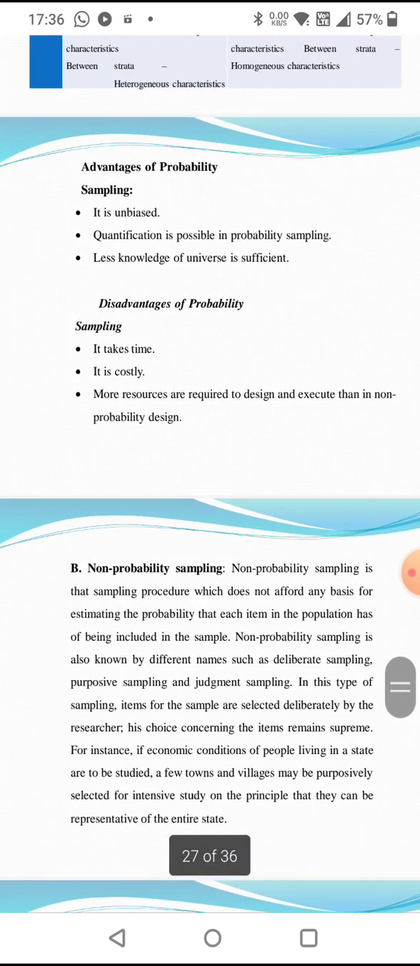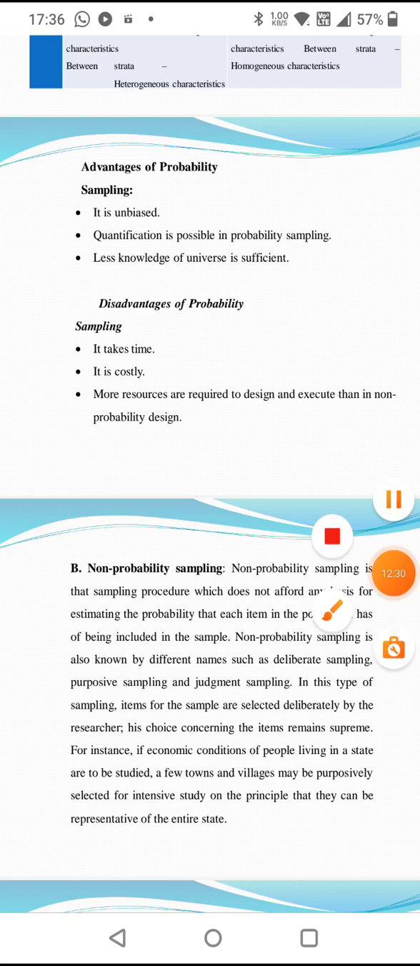So coming to the advantages of probability sampling, it is unbiased. Quantification is possible in probability sampling. Less knowledge of the universe is sufficient. Even though you're not exposed to the entire universe or you don't have the information about the entire population, that's fine. You can still go with probability sampling and it does not have any biasing.